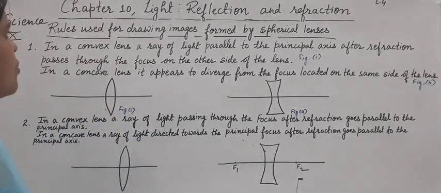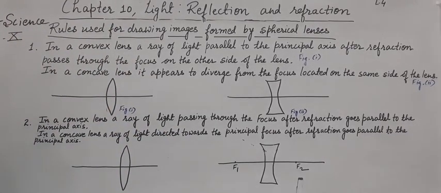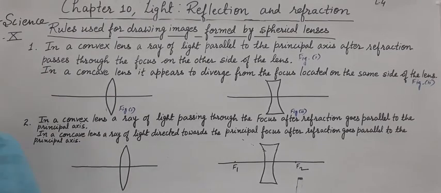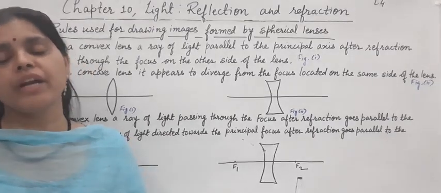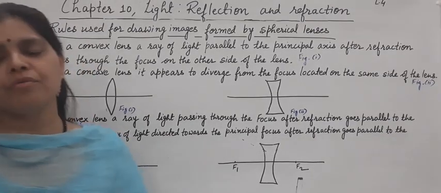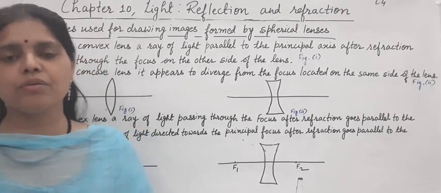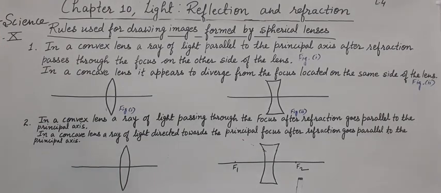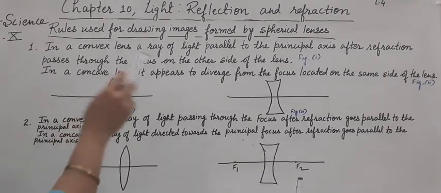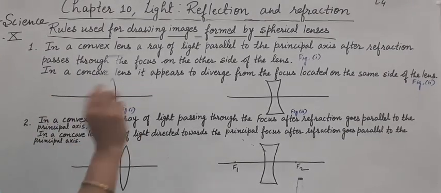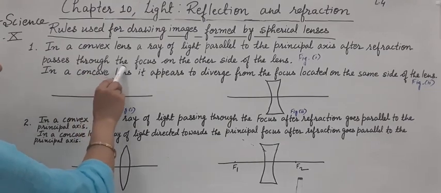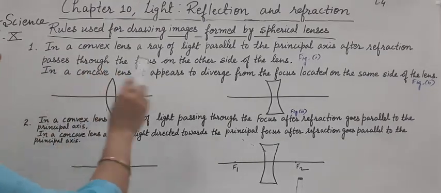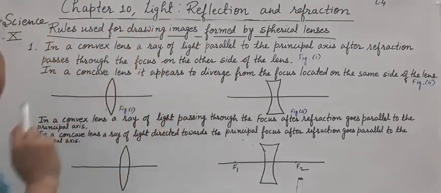Now next are the rules used for drawing images formed by spherical lenses. In case of spherical lenses, how can we make a ray diagram? In order to make a ray diagram, we should know certain rules. So what are the rules for making ray diagrams? We will first of all see that. First rule: in a convex lens, a ray of light parallel to the principal axis, after refraction, passes through the principal focus on the other side of the lens.